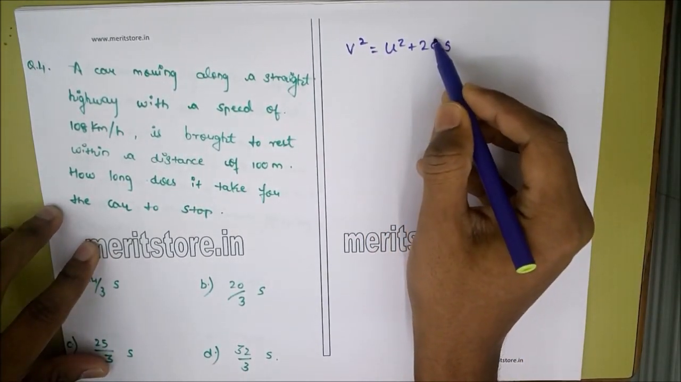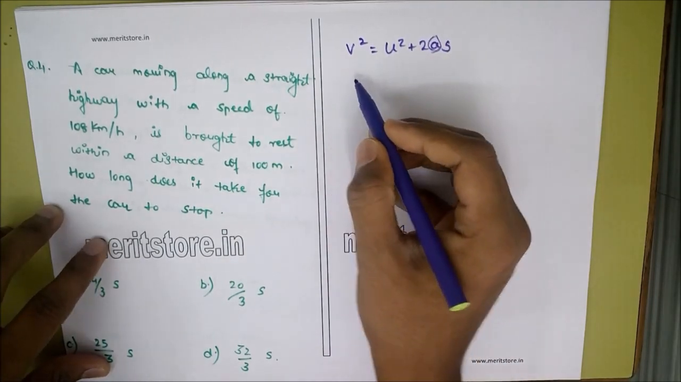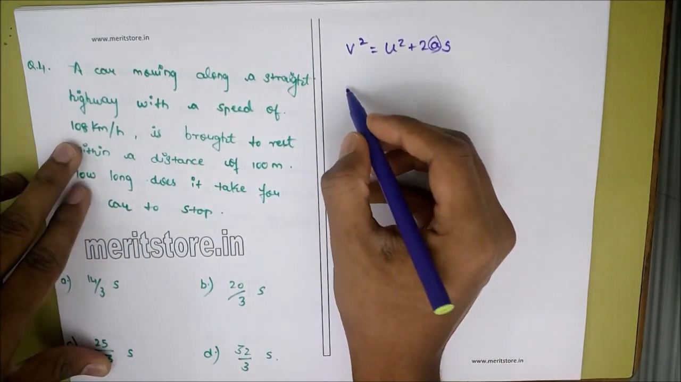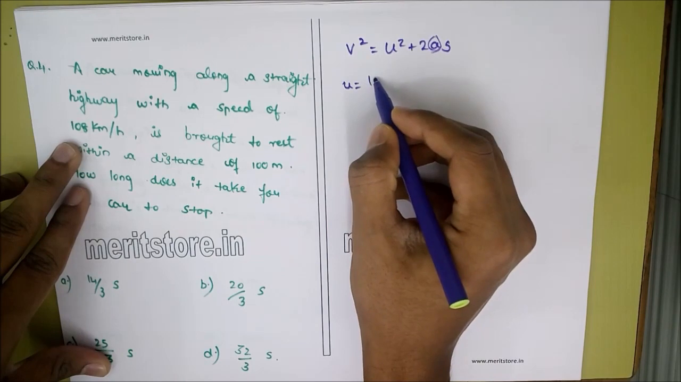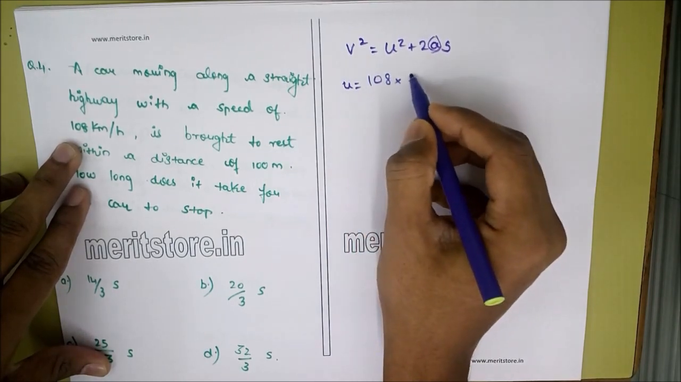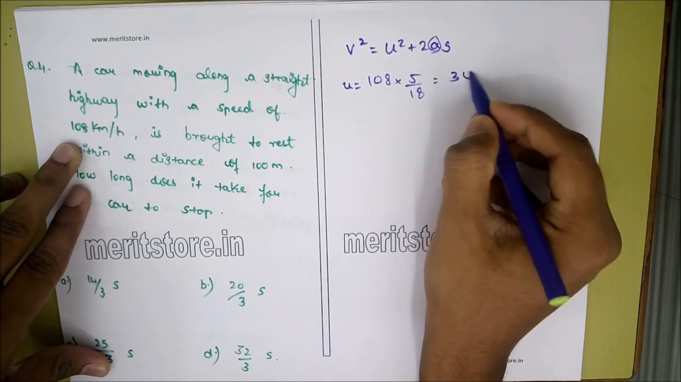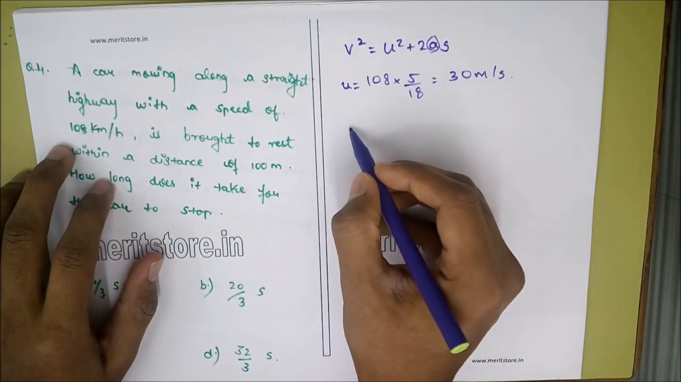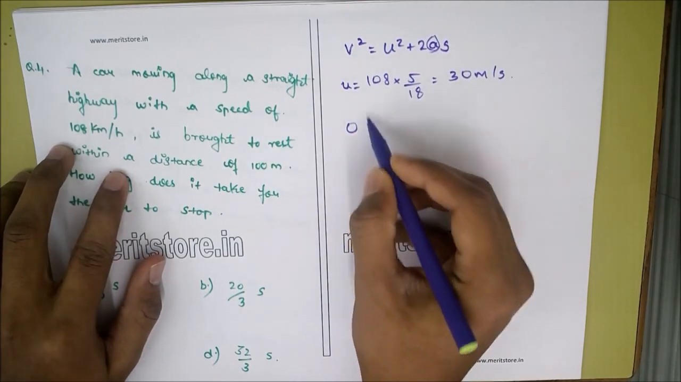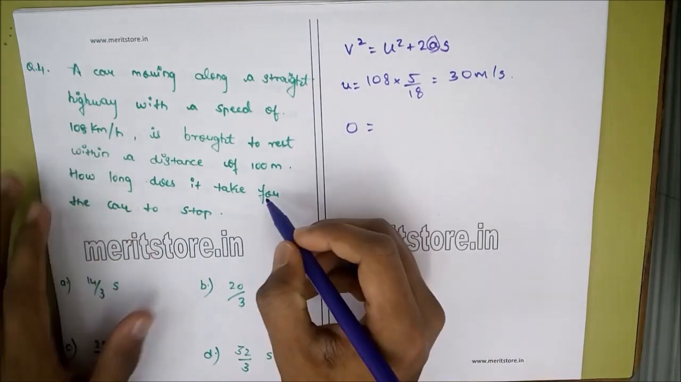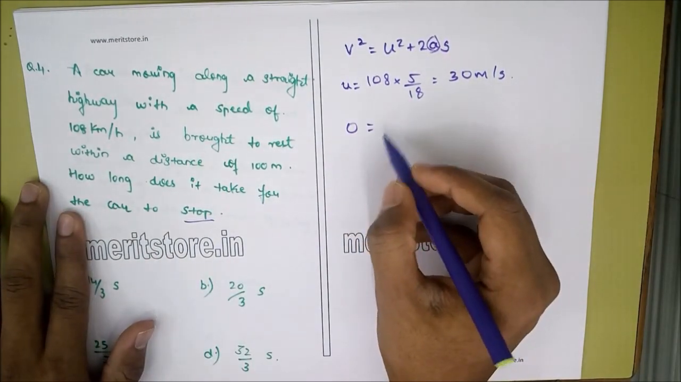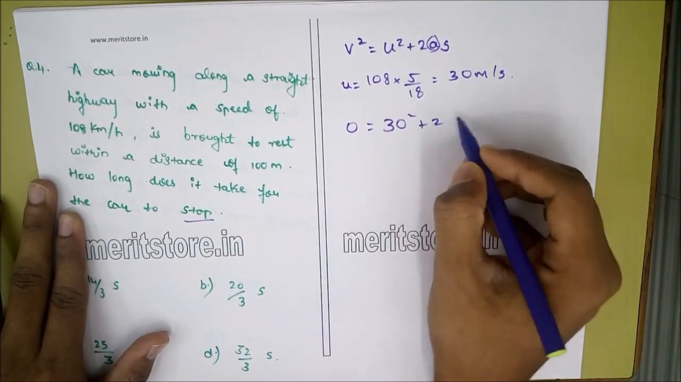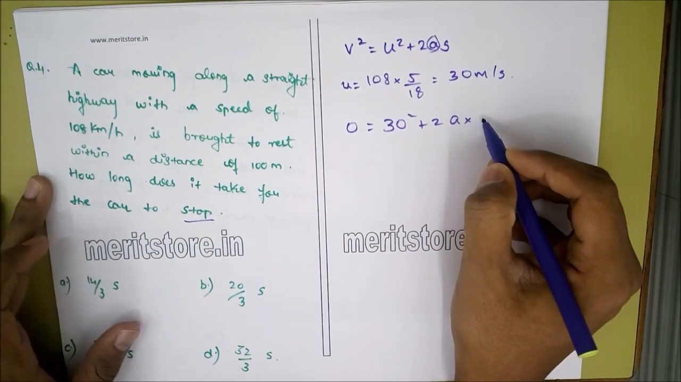Since over here the unknown parameter is acceleration, let's find out acceleration. But before that, since the speed given is in kilometers per hour, let us convert that into meters per second as 108 into 5 by 18, which turns out to be 30 meters per second. This is the initial speed. Substituting the value of u, we get v is equal to 0 since the car has come to a rest. So v is substituted as 0. 0 is 30 square plus 2 times acceleration into the displacement.